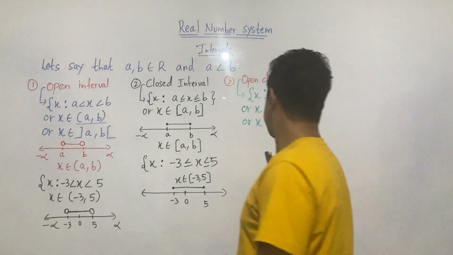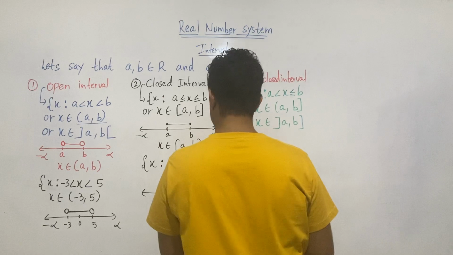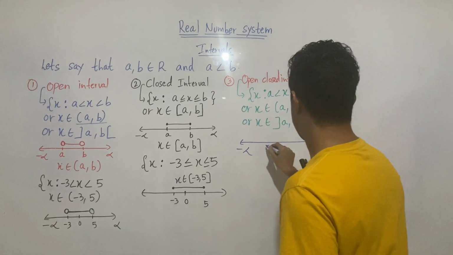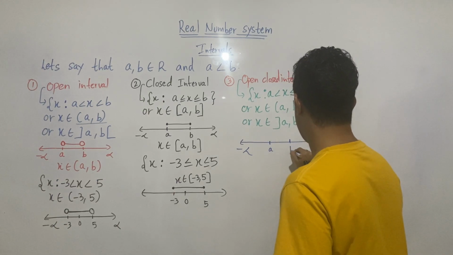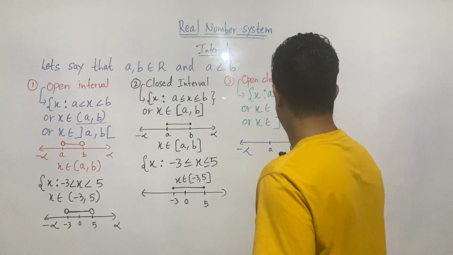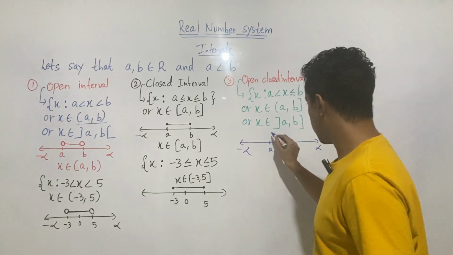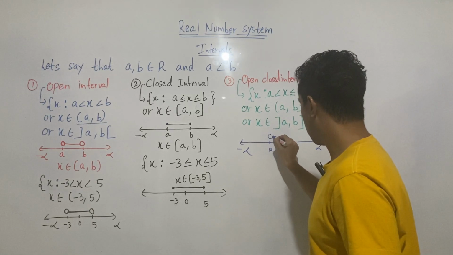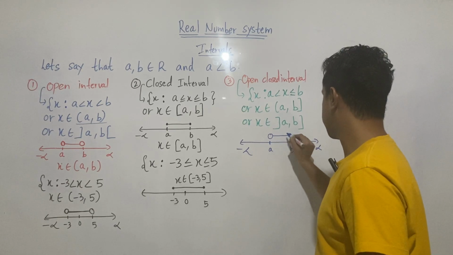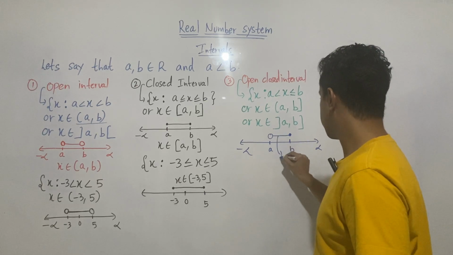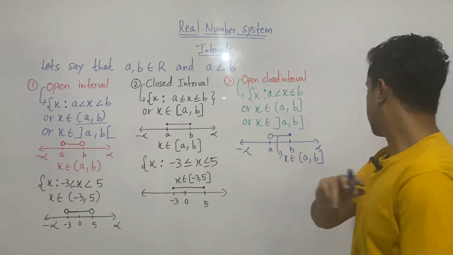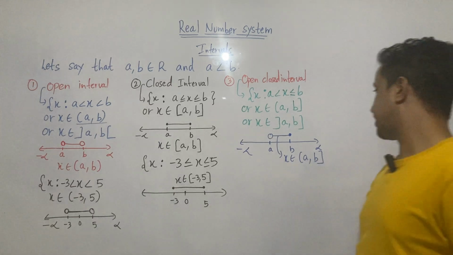Okay, so let's see that we have a number line here, this is minus infinity, this is infinity, here I have a, here I have b. So if I have to represent the open closed interval ab, then here, because this is open, I am going to use the hollow dot. This is closed, here solid dot. Okay, so this is going to represent x belongs to (a, b]. Understand? Let's take an example.